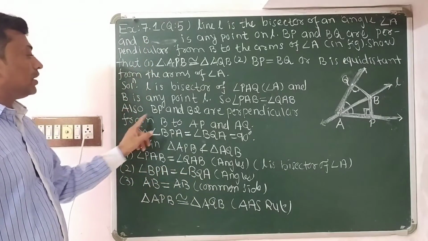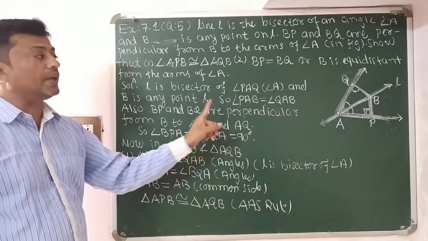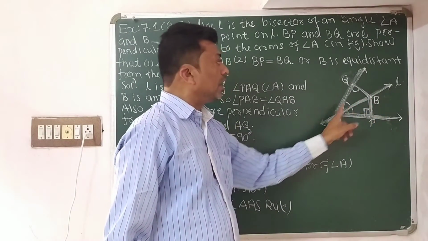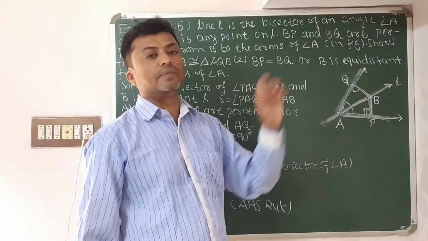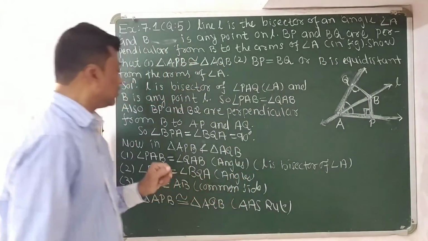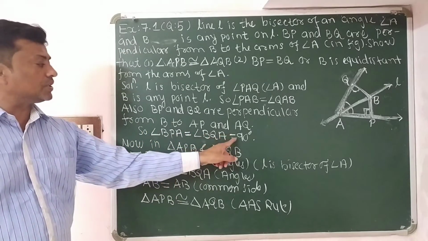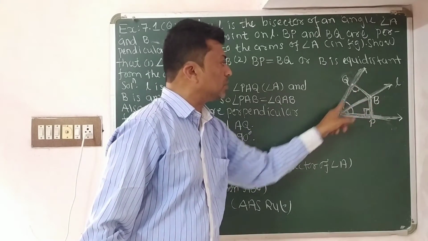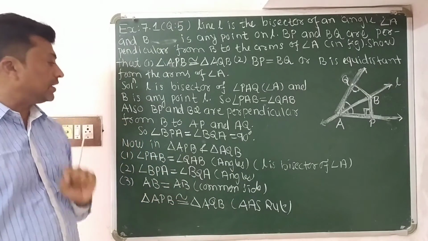So see children, here BP and BQ are perpendicular from B to AP and AQ. So we can write angle BPA and angle BQA have the same measurement, and their measurement is what? 90 degrees. So angle BPA is equal to angle BQA is equal to 90 degrees.